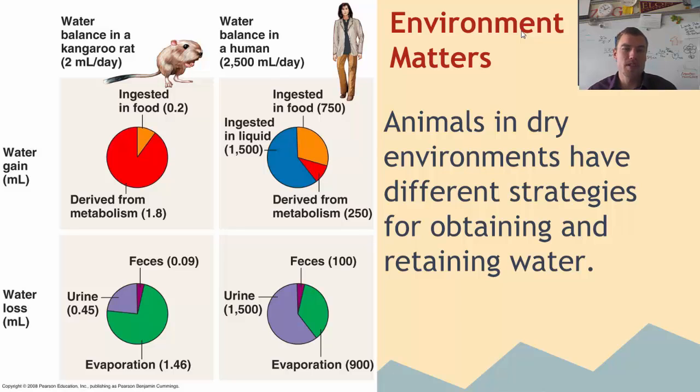If you contrast that with an organism like a human, we actually ingest most of our water in a liquid form because we have greater water needs. We do derive some of it from the metabolism, but not as much. And then our urine is going to be where we get rid of most of our water. And we lose a fair amount through evaporation, but it's just not nearly the same. And that's because, again, we live in a different environment.